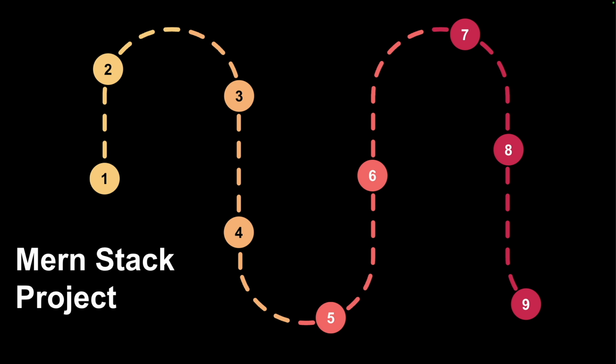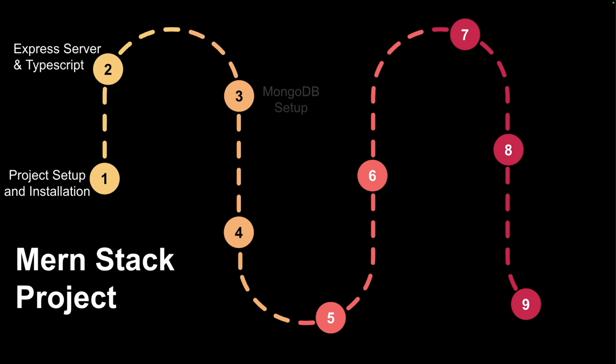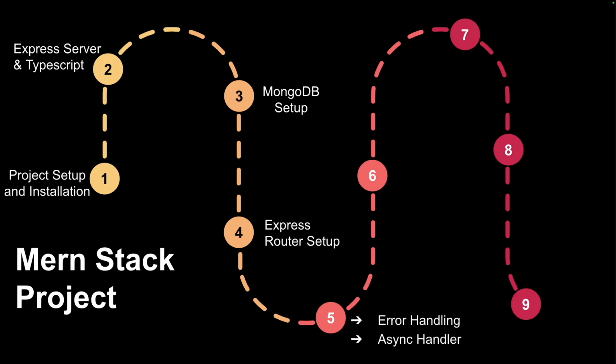So we will first start with the project setup and the installation of all the dependencies. Then we are going to build the Express server and we will see how we can add TypeScript to our Node.js project. Next, we are going to see how we can set up the MongoDB database and we are going to use MongoDB Atlas. Then we are going to set up the Express routes where we will define all our routes for our APIs. Then we will see how we can do the error handling and what is async handler.